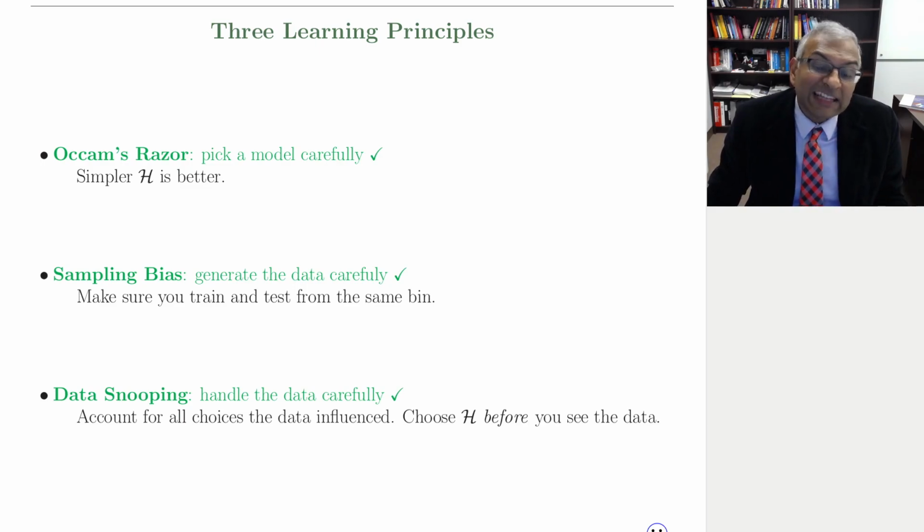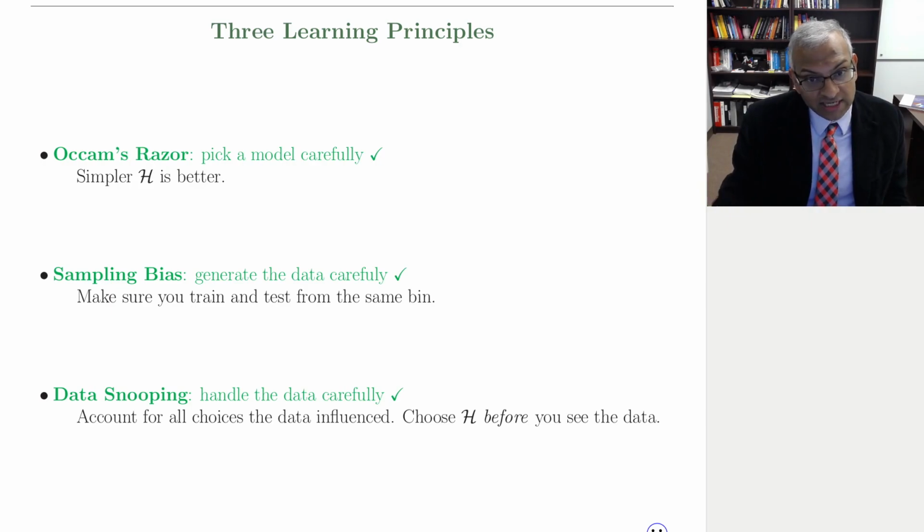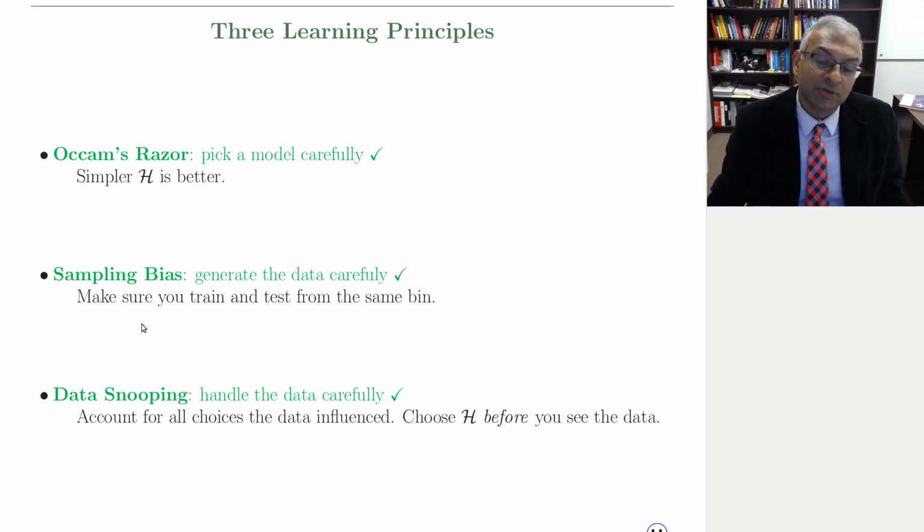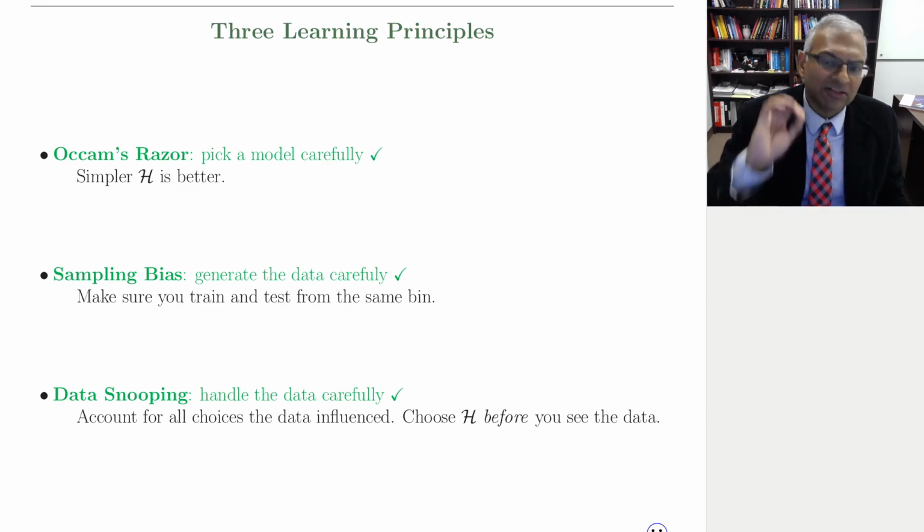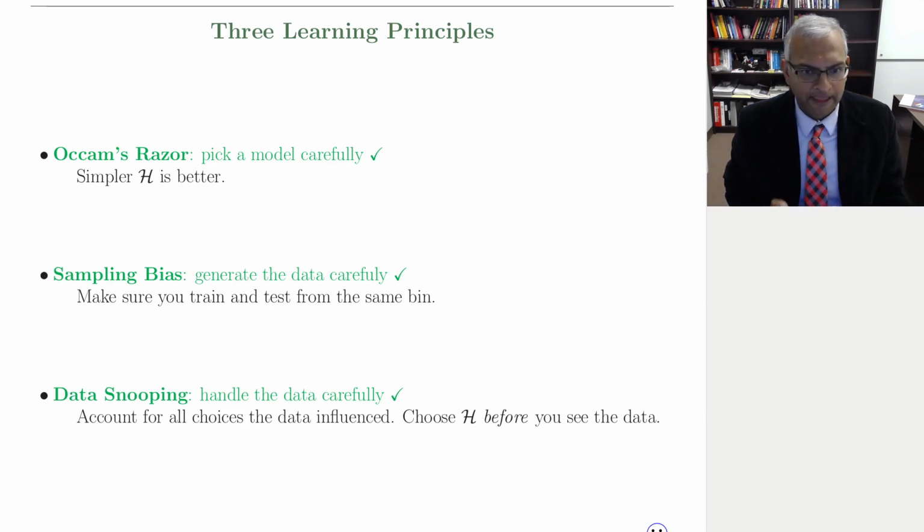Data snooping: handle the data carefully. So Occam's razor deals with what you do before you see the data. Make sure you pick a simple hypothesis set. Sampling bias deals with how you generate the data to learn. And data snooping deals with how you handle the data. Your data is a very, very precious resource, and you have to handle it very, very carefully.